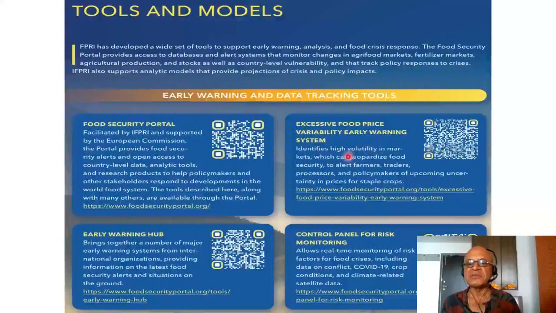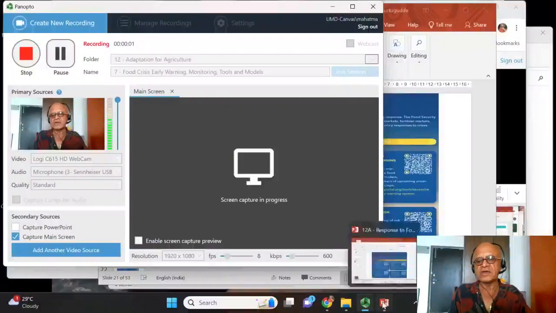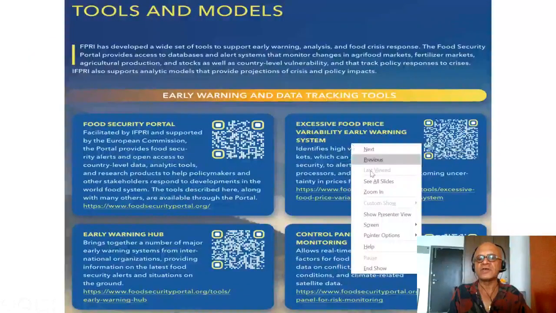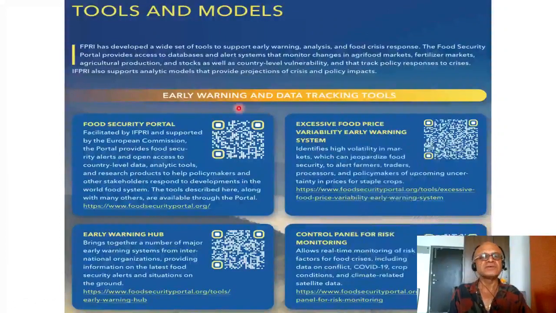Excessive Food Price Variability Early Warning System. The details here are impressive, right? There's a bit of a discontinuity here because I got cut off, but let's start again on this toolbox here. Remember, we are looking at early warning systems, tools and models. We'll look at some more early warning systems in the next podcast.